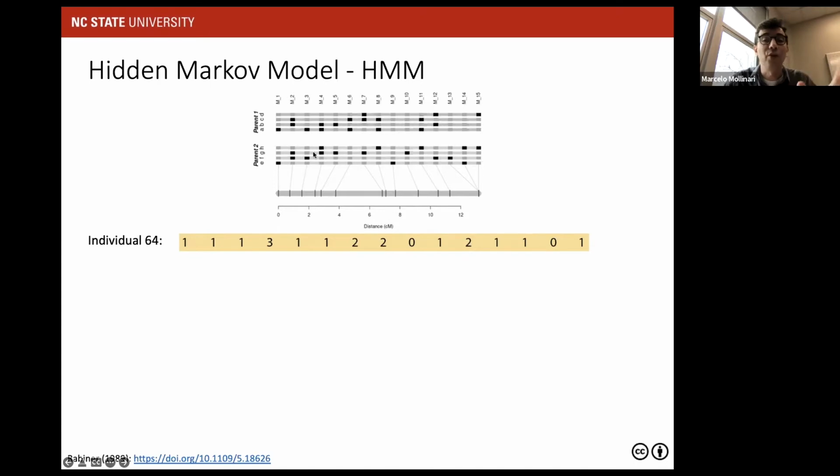And these are the configurations of these dosages. One dose in one parent, one dose in the other parent, two doses in the other parent, two doses in the other parent, and so on, okay? And this is the true configuration.